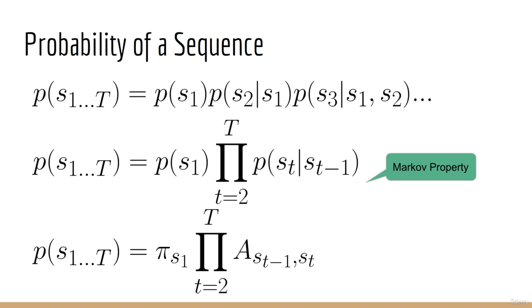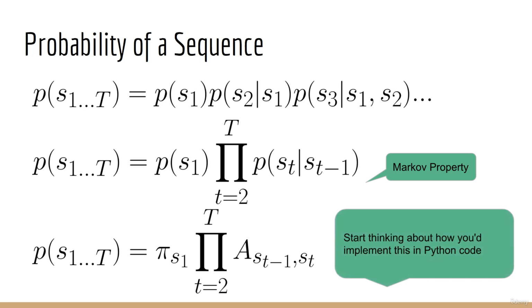It's also important at this point to start thinking about how you would do this in a computer. Inside a computer, A will be a matrix or a 2D array, and pi will be a vector or a 1D array. Thus, you should consider how you would write some code to carry out this computation, multiplying the required components of pi and A, perhaps in some kind of loop.